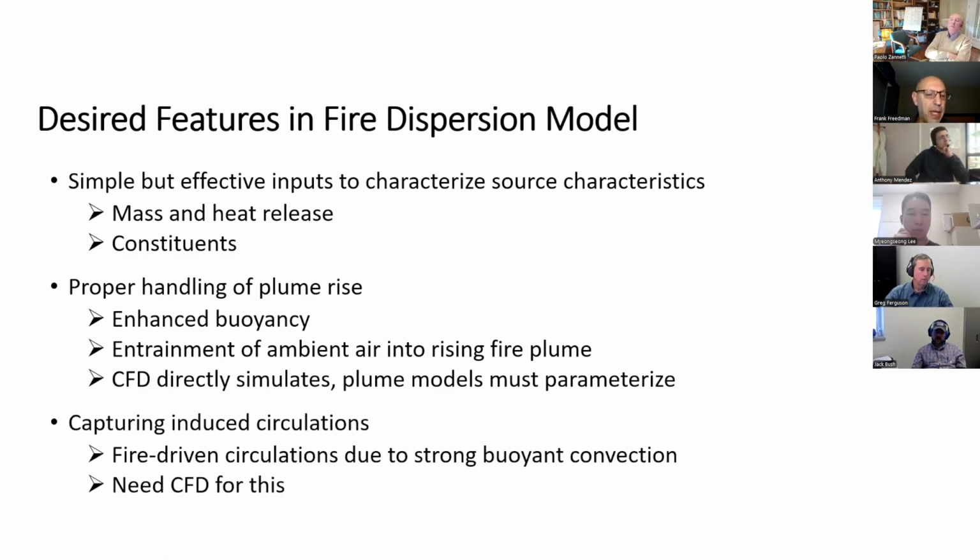And another thing is fires, if they're hot enough, induce their own circulations. If you imagine a hot plume rising, that hot plume, the rising air might induce, if it's hot enough, secondary circulations that are superimposed on the ambient wind speed and the ambient wind field. So when we look at some CFD animations, you'll see some of these fire-induced circulations that affect the dispersion of materials from fires.